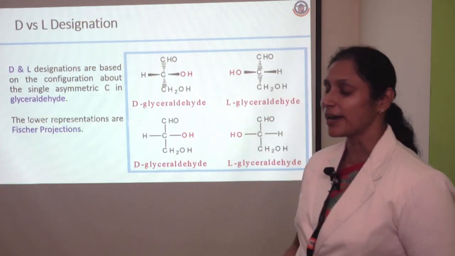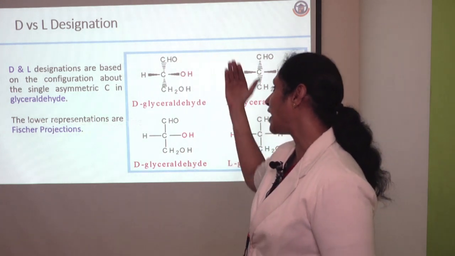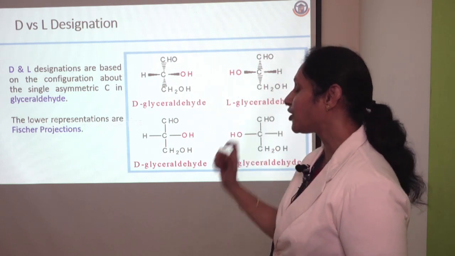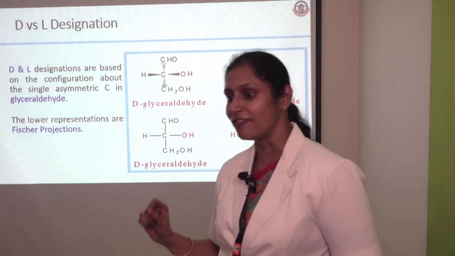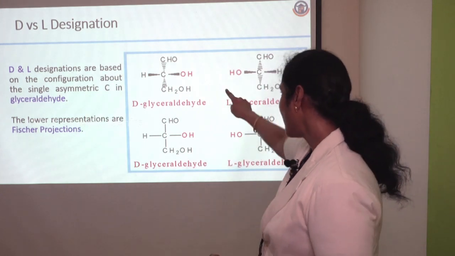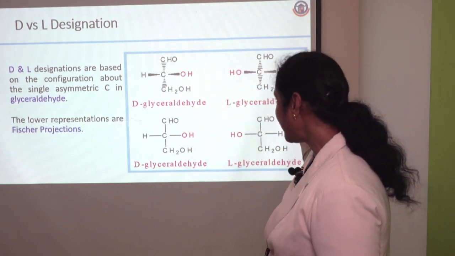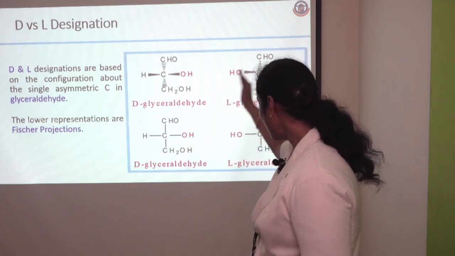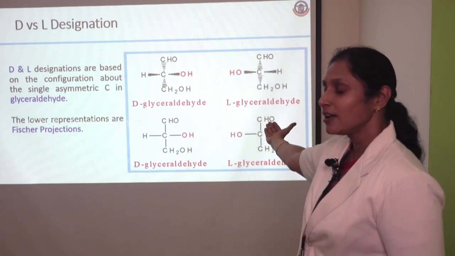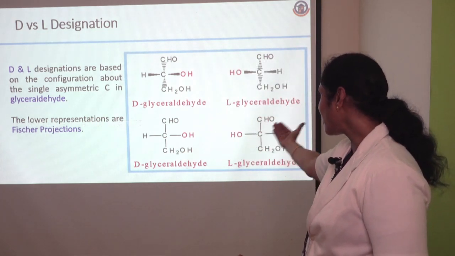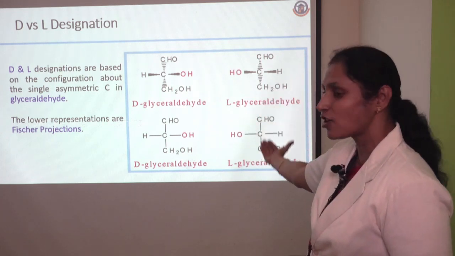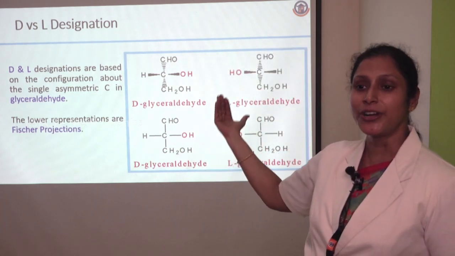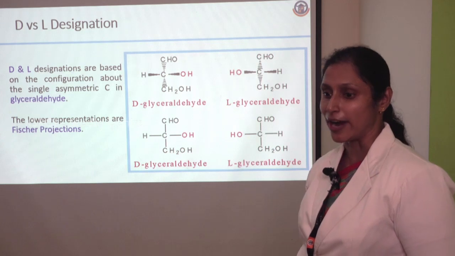The next nomenclature of carbohydrates is D and L configuration. D and L configuration is based on the single asymmetric carbon atom. The best example for D and L configuration is glyceraldehyde. If the OH group is present on the right hand side, we call that D, that is dextrorotatory. If the OH group is present on the left hand side, we call that L, levorotatory. This is the Fischer projection formula, and glyceraldehyde, a 3-carbon compound, acts as the best example to determine the structure of all the carbohydrates.